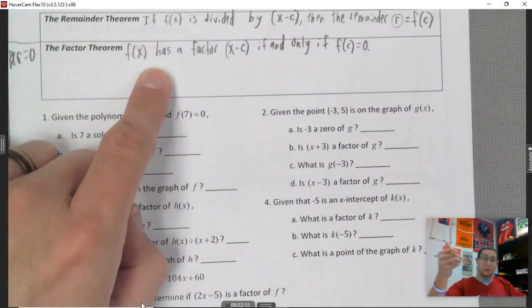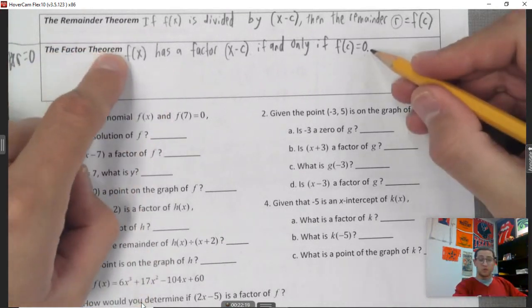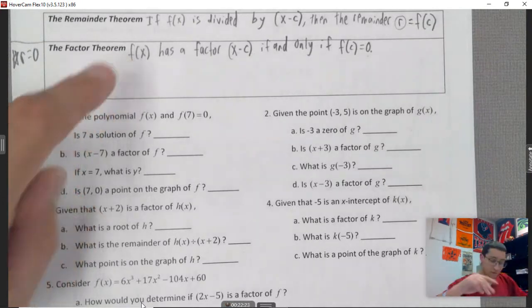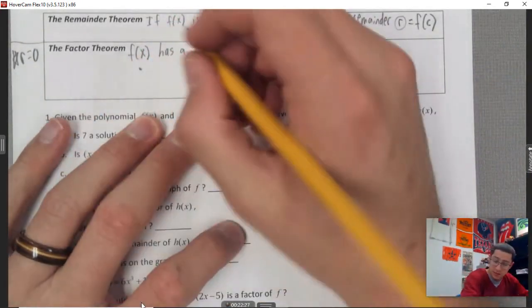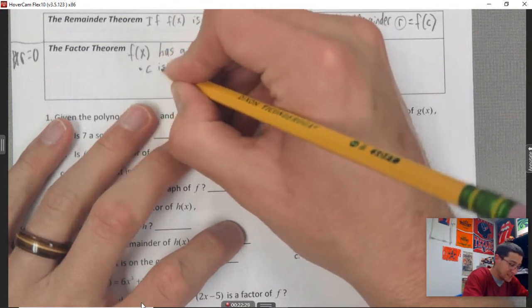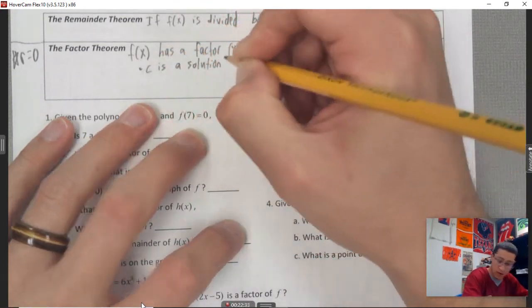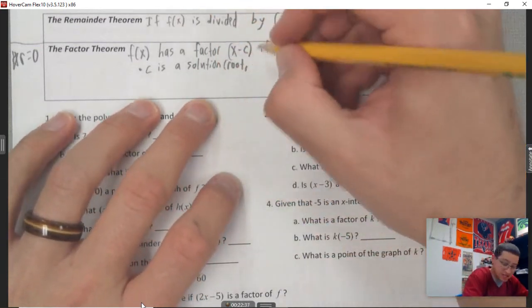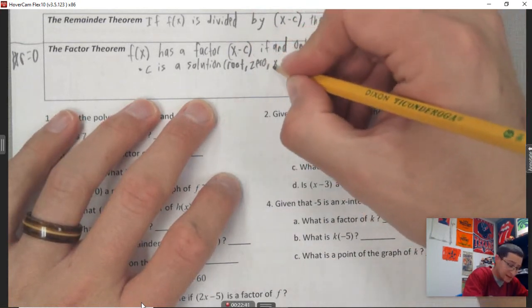Okay, so this has some implications. This one is a more specific example, when your remainder is 0, but there are further implications here. And here are some of those implications. Okay, so one is that c is a solution. Now you could also say it's a root. You could say it's a 0. You could say it's an x-intercept.